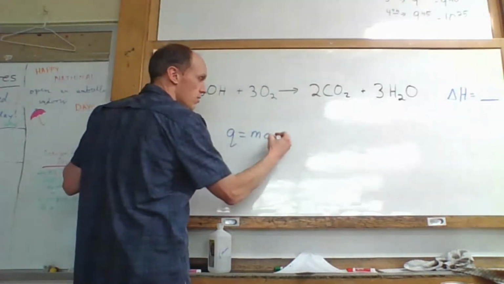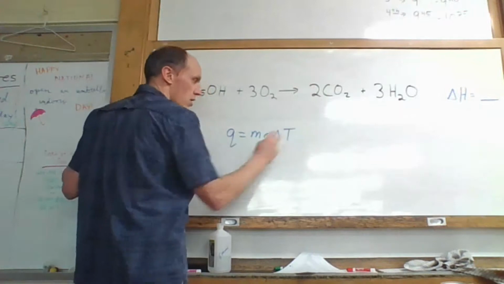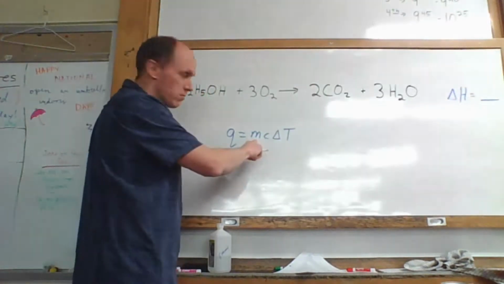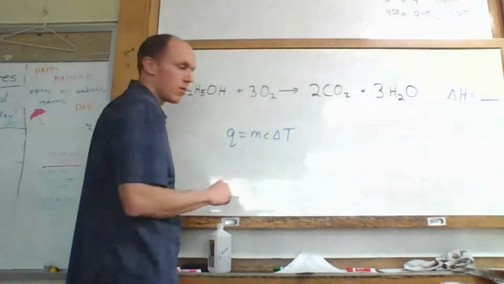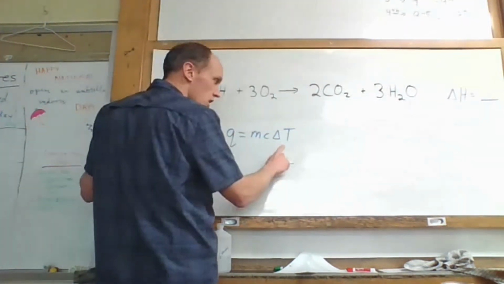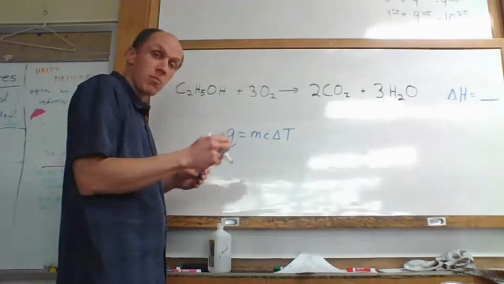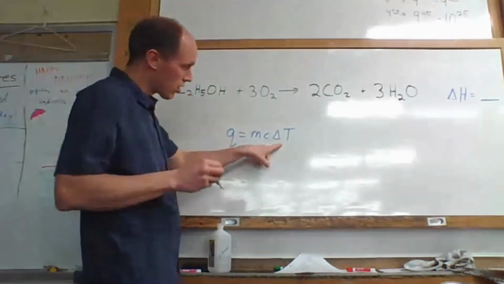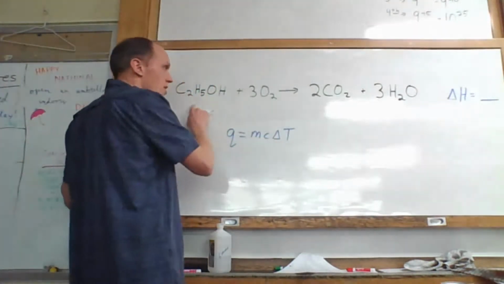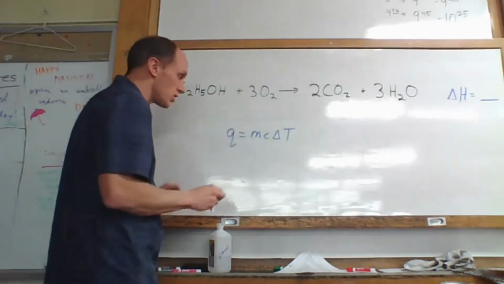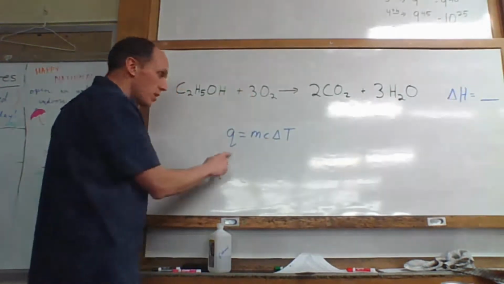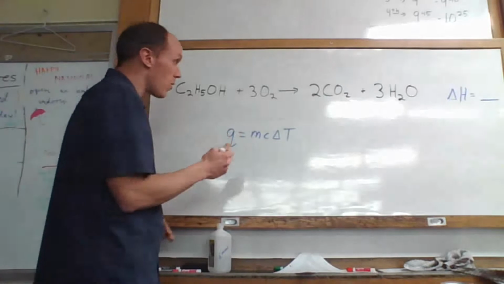Q equals mc delta T. So we'll look at the mass of the water, how many grams we have. C is 4.18, one of those numbers off your formula sheet. Then we'll look at the change in the temperature of the water at the very beginning, before the combustion occurs, and then it should heat up as this alcohol is burning. Then we can get our change in temperature and determine how many joules of energy was absorbed by that water.